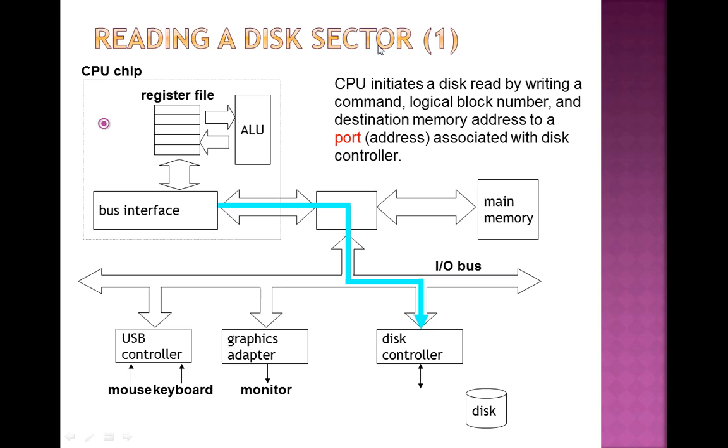Then reading a disk sector, that is the CPU chip. This is the CPU chip, register file. The same scenario is taken, but there is one line that goes to the disk controller directly. There is a direct communication between the bus interface and the disk controller. This says the CPU initiates a disk read by writing a command, logical block number and the destination memory address to a port. That is how the CPU initiates a disk read by writing a command, logical block number and the destination memory address to the port that is associated with this controller.